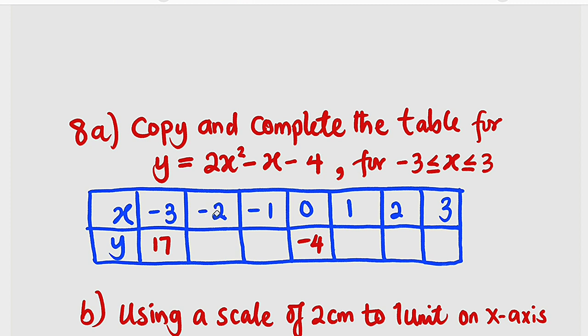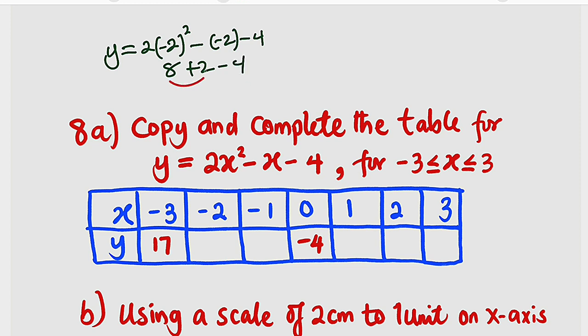We are going to substitute the value of x equal to -2 in here. Let me do the rough work here to the top. Y will now be equal to 2 multiplied by -2 squared, because x is squared here, the minus x, which is -2, then minus 4. We have -2 squared here, which is going to give us +4 times 2 is 8. The minus is plus, so we have +2 here, minus 4. 8 plus 2 is 10, and the 10 minus 4 is 6. So definitely when x is -2, we have the value of y to be equal to 6.